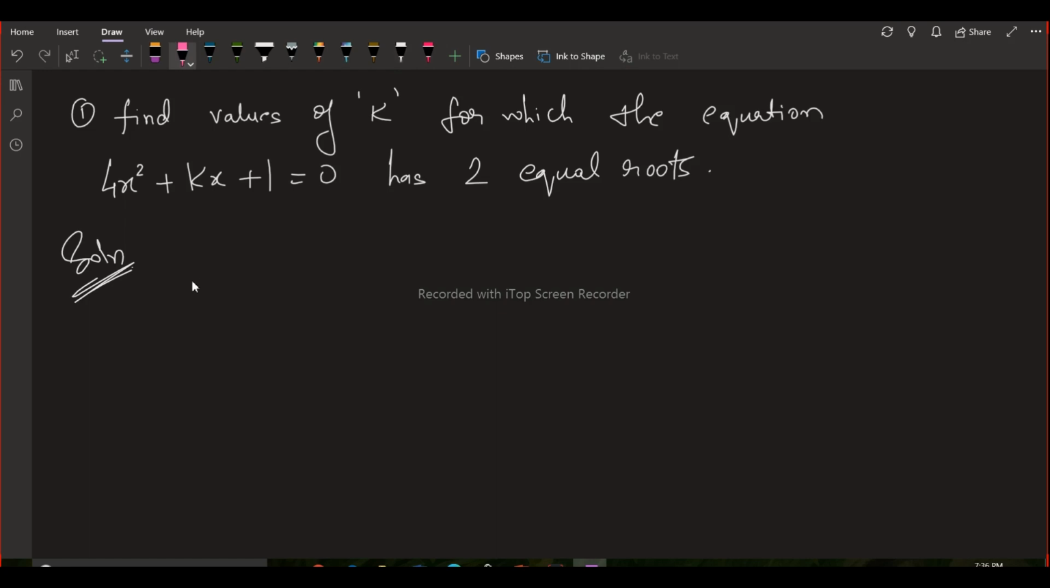So let's start off with the solution. We know that D will be equal to 0 because two equal roots. So D is what? b² - 4ac = 0. Now what is b? This is b. See, k.